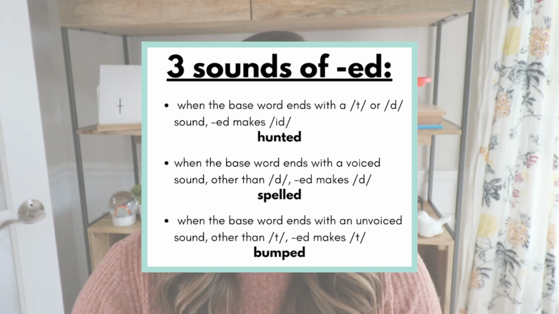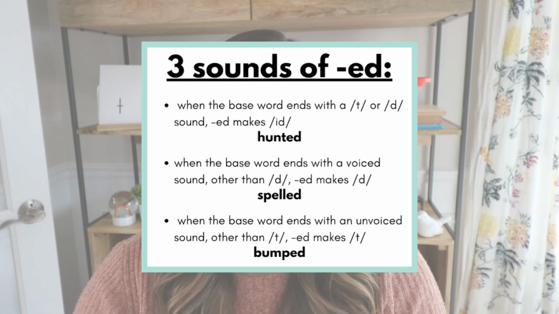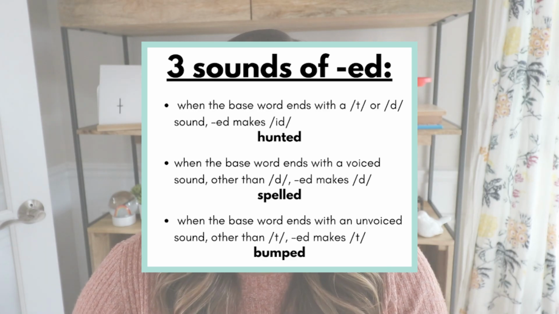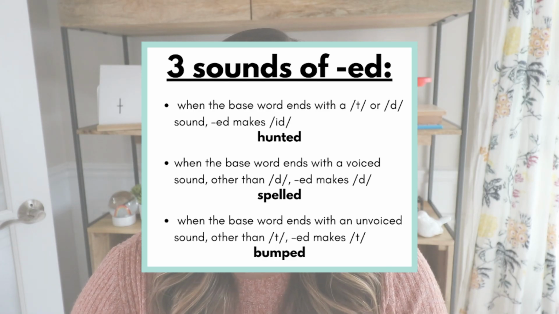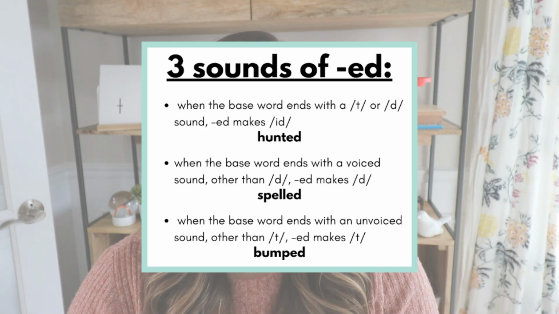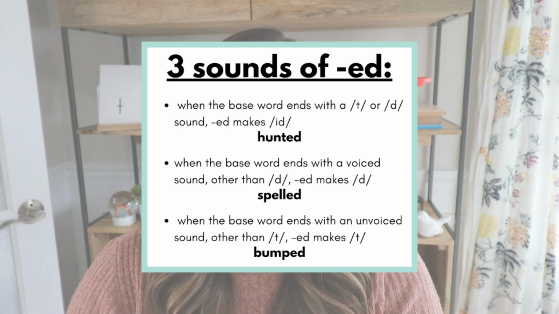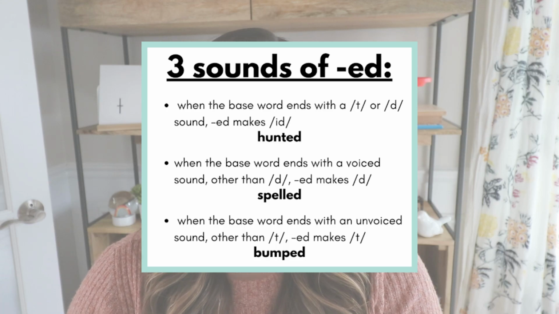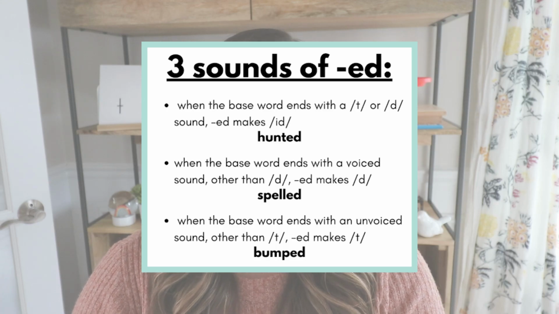When the base word ends in an unvoiced sound, other than t, because again, if it ends in t or d, the ed is going to make id. But here, if the base word ends in an unvoiced sound other than t, the ed will actually make that t sound, like kissed, rushed.